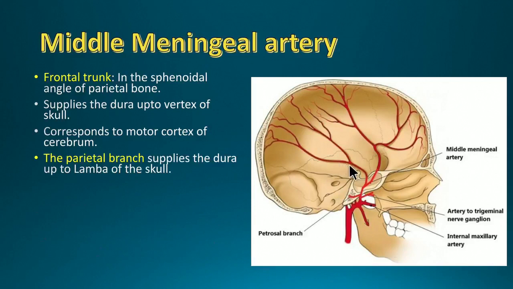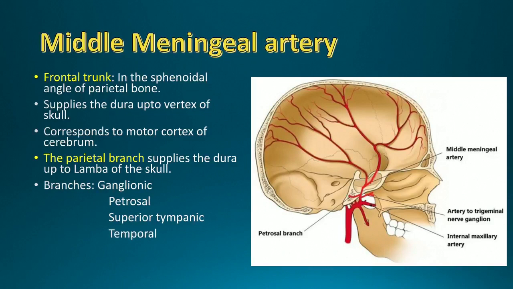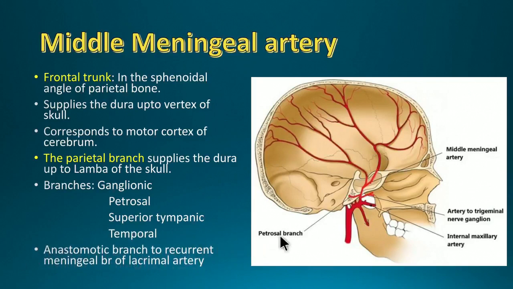The parietal branch goes behind and supplies the dura up to the lambda of the skull. Okay, you know the lambdoid suture, the meeting point of the lambdoid suture and the sagittal suture is the lambda. So up till the lambda it is responsible for supplying the meninges. It also gives ganglionic branches to the trigeminal ganglion, petrosal branches, and superior tympanic and temporal branches. Okay, and it also gives an anastomotic branch to the recurrent branch of the lacrimal artery, which is from the ophthalmic artery. So that is again a short description of the middle meningeal artery.